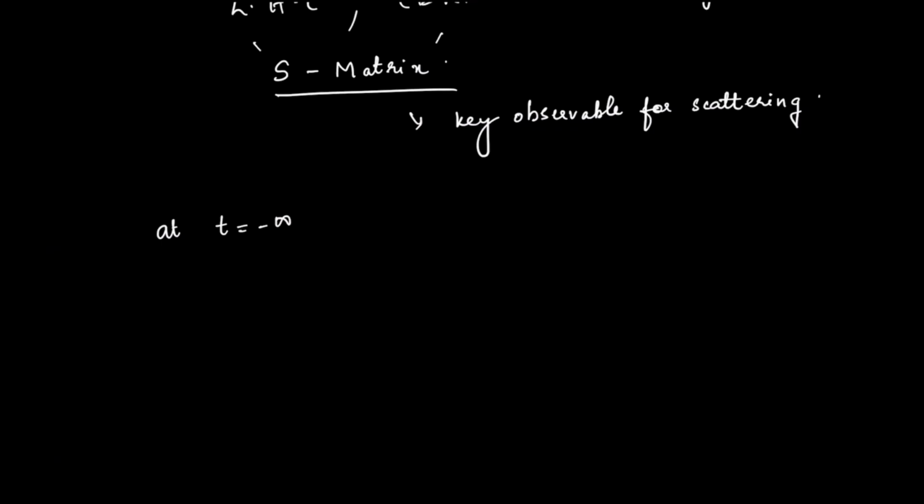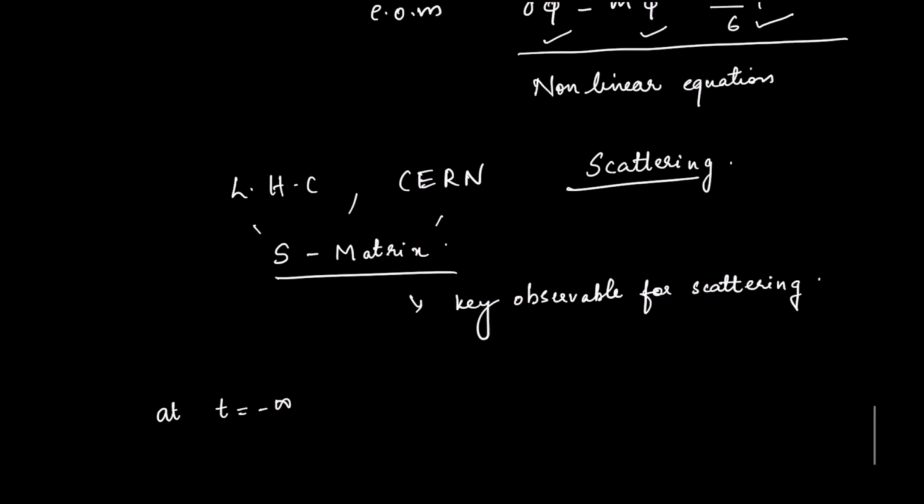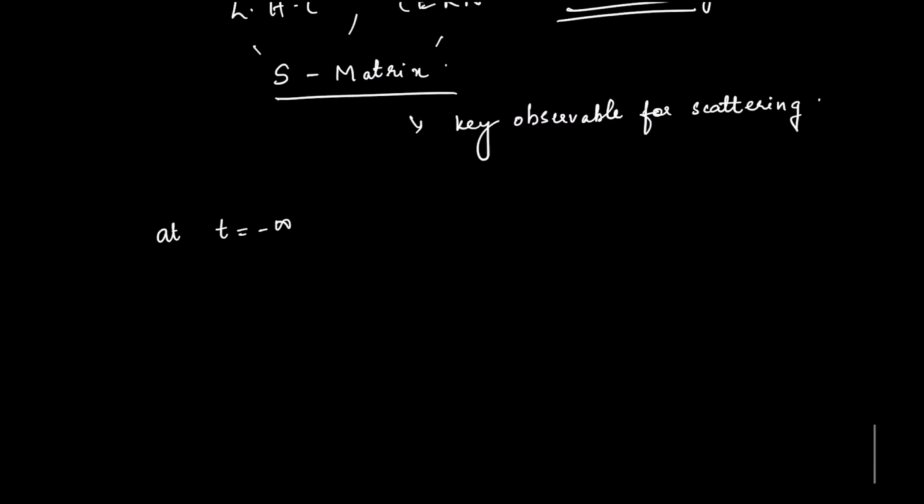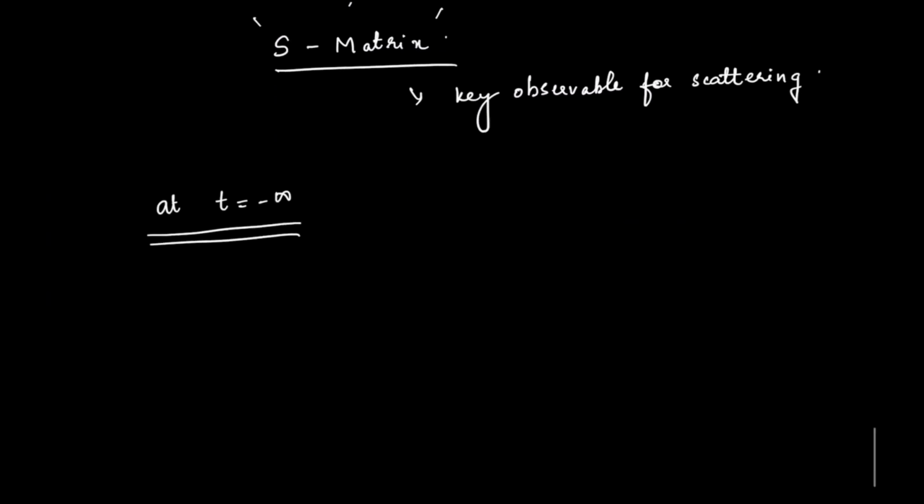So before colliding, so what you are saying, you are considering scattering. So when you want to do some scattering experiment, you have to prepare the initial state. So the initial state we are considering at t is equal to minus infinity, and final state will be at t is equal to plus infinity. And interaction will happen in between. Okay, this is before scattering, t is equal to minus infinity. After scattering, it is plus infinity, and the interaction happens in between these two.